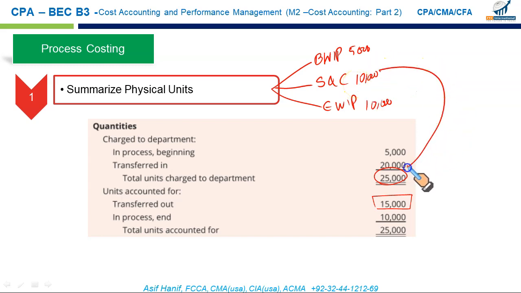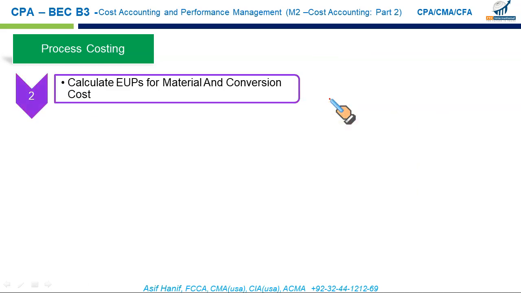Now that shows us that if we started work on 20,000 units, out of these 10,000 are completed, then the remaining 10,000 should be in the closing work in process or ending work in process. This is in perfect mathematical harmony. All units are perfectly accounted for. This is the very first step. Summarize physical units and separate them into three populations of units: beginning work in process, started and completed, and the ending work in process. So once you have segregated your units into three populations, the next step is to calculate the EUPs for material and conversion cost.